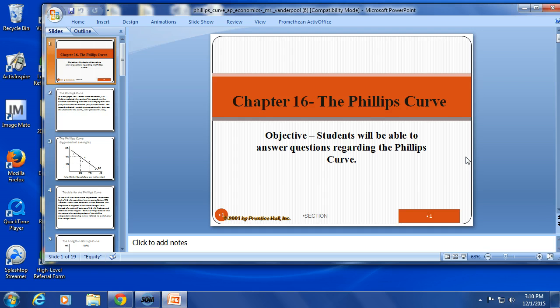Today we're going to be talking about the Phillips curve, and the Phillips curve is basically a graphical representation of the trade-off that exists in the short run between unemployment and inflation. And so remember, when we're talking about the short run, we're talking about that period of time when wages and other input costs are sticky.